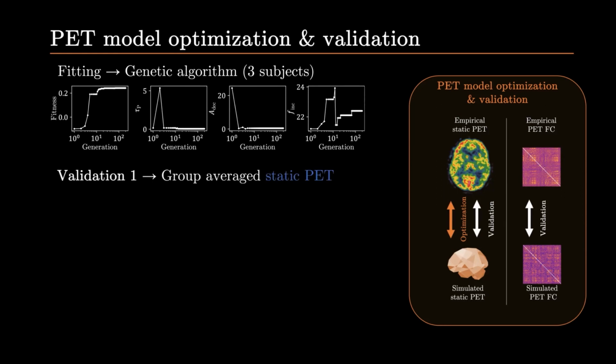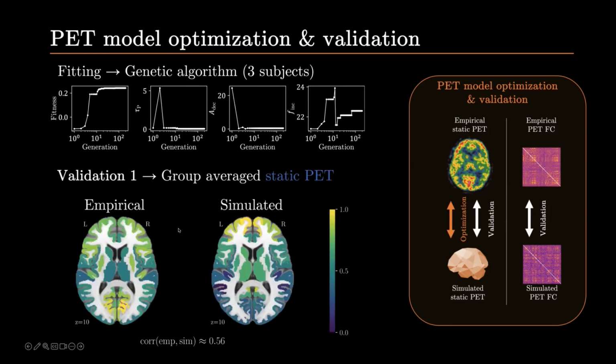How do we validate this? I will show you group averages of the empirical static PET image computed from the empirical data and of the simulated data using these optimized parameters. And here at the bottom, you can see that the group average static PET of the empirical data correlates 0.56 with the simulated data. That's not so bad. That's quite good, in fact, given that it's the average data. So this is validation number 1: the simulated data resembles the empirical data very well.